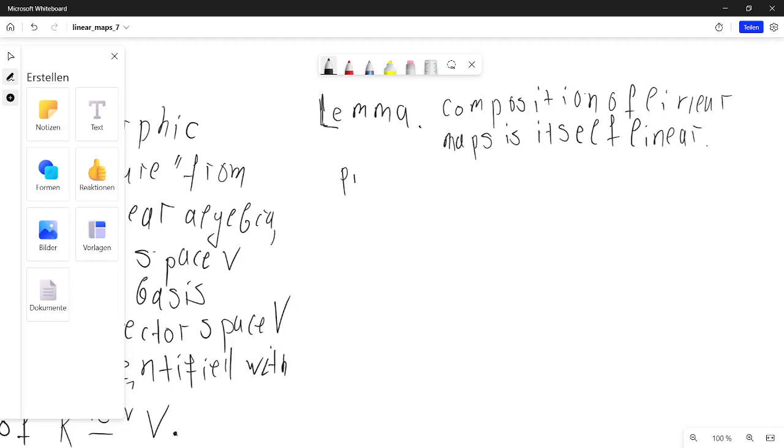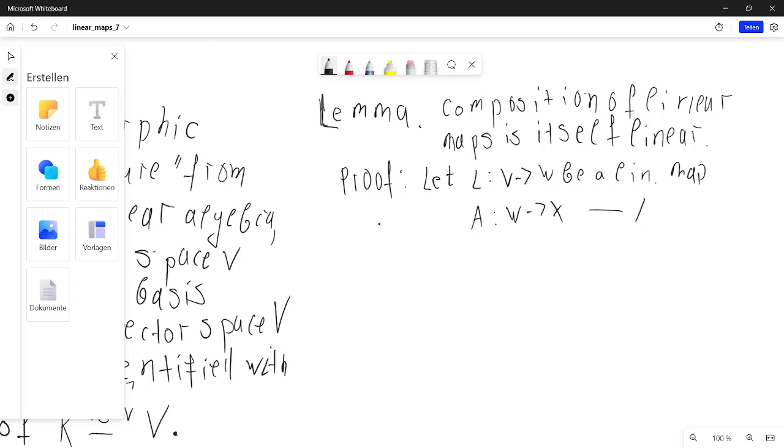Okay, proof: very easy, just straightforward, check the definition. Well, that easier thing that was equivalent to the definition, you'll see in a second. Let L from V to W be a linear map. Let's call that A, from W to X, be a linear map as well.